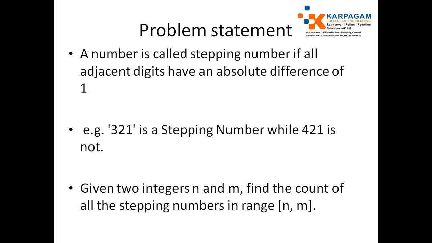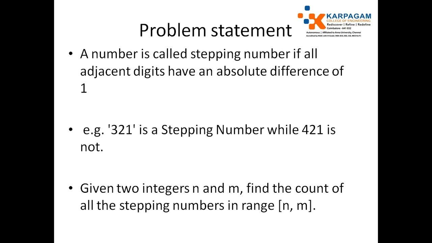The problem statement is given as follows. A number is called a stepping number if all adjacent digits have an absolute difference of 1. So it is a straightforward approach where we need to identify a stepping number. A number can be called a stepping number if all the adjacent digits have absolute difference of 1.